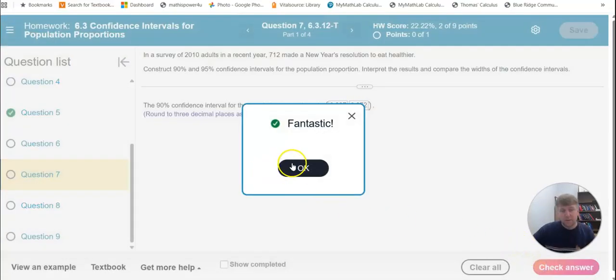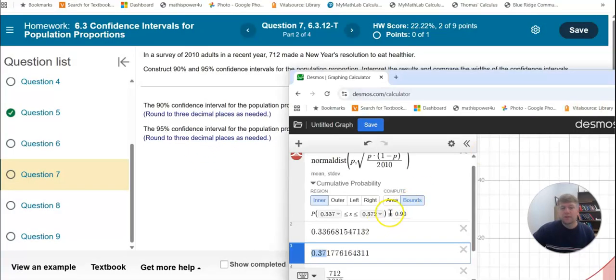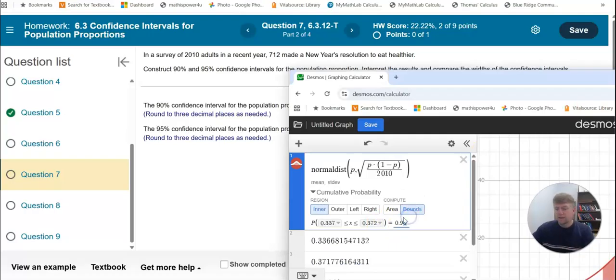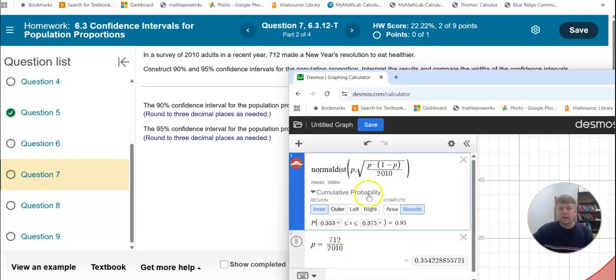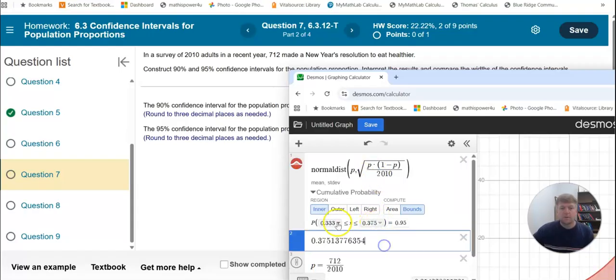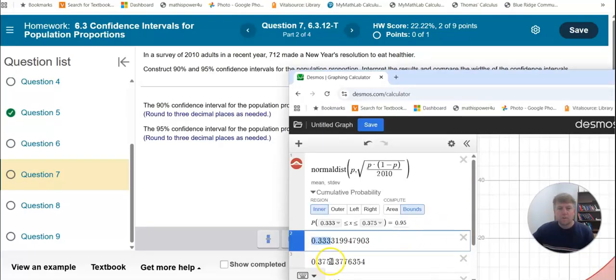It's 90%. Now the next part says, all right, now make it 95%. Well, all I have to do now is just change this from 90 to 95. Nothing else is changing. So I'm going to delete all that. I've got to leave that because it's based on p. So again, I'm going to do upper, then lower, so it's stacked vertically. 3 places will be 0.333, and then 3 places on the upper number will be 0.375.